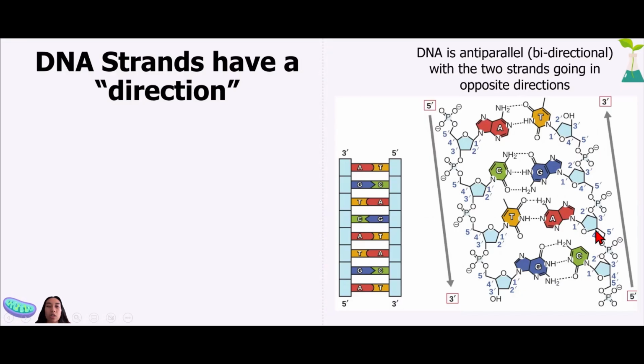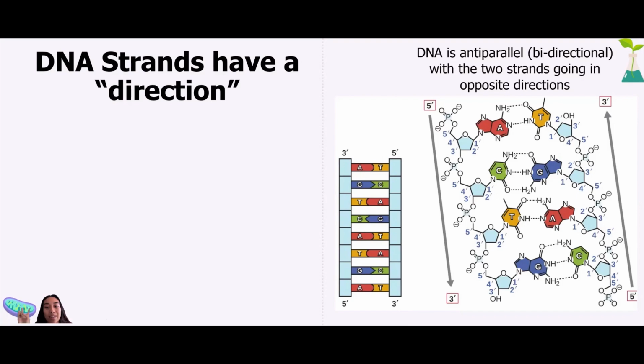So before we get started on how DNA replication actually happens, I first wanted to go over the structure of DNA in a little bit more detail. So DNA, as I mentioned, one molecule of DNA has two strands, so one strand on one side and another strand on the other side. And these strands actually have a direction.